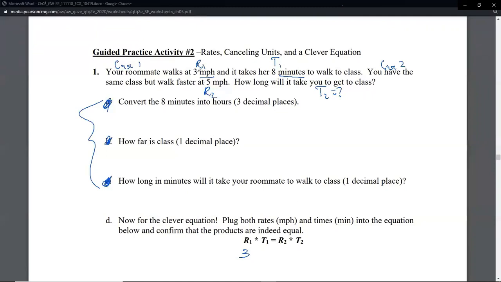So not going to even put the units, just the 3. The T1 was the 8, so that's times 8 equals the R2. We know it's 5. Well, we don't know the T2. That's our unknown. Well, 3 times 8 is 24, so that's 24 equals 5T2. You're then going to divide both sides by 5.